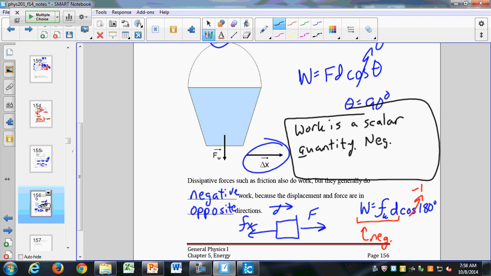Negative work means you're taking away energy. We'll see that in some problems next time.